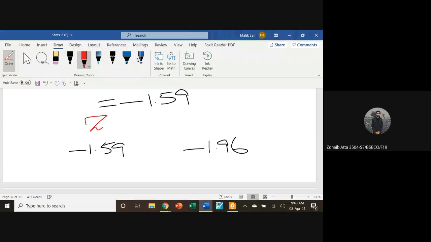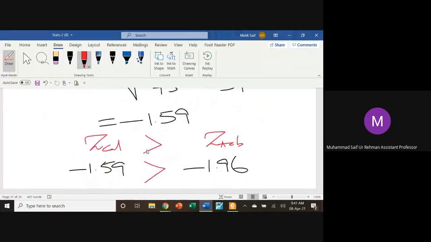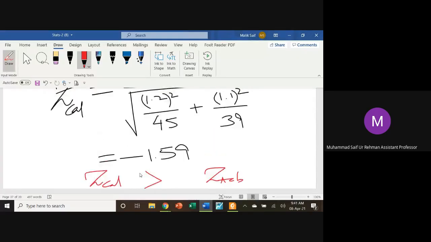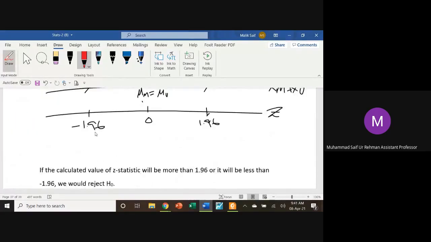This is minus Z calculated, 1.59, this is Z tabulated. So with negative signs, these are the values. So which one is larger? Z calculated, sir. Z calculated is larger. Okay, so this is the situation. As it is larger, you may say that 1.59 has exceeded this value, is more than this value.